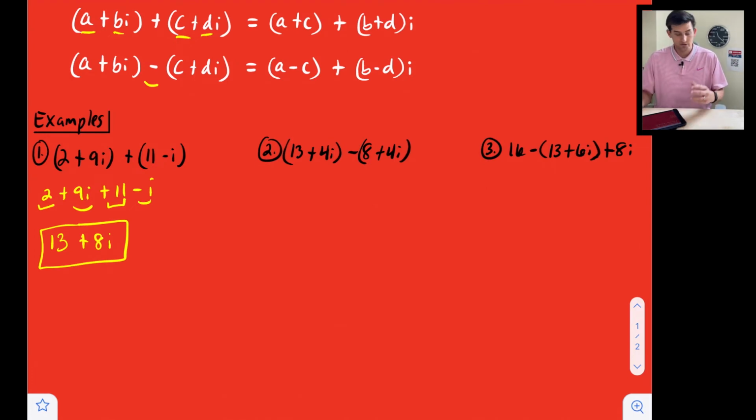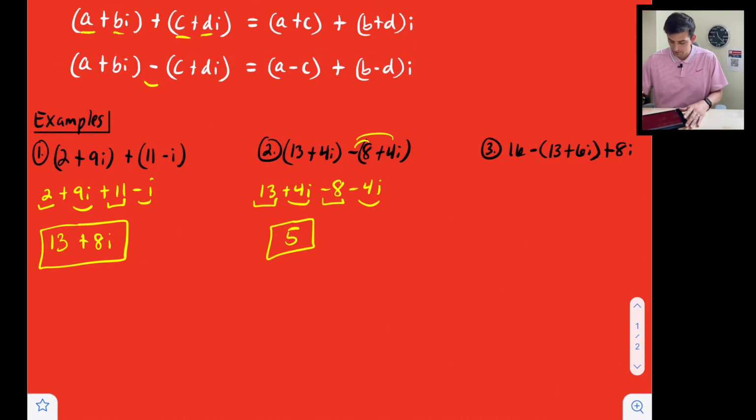For number 2, we are subtracting, so we think about distributing this negative sign here. So we have 13 plus 4i minus 8 minus 4i. So 13 minus 8 would be 5. And notice what happens here. 4i minus 4i, those are going to cancel out. So we're left with just 5.